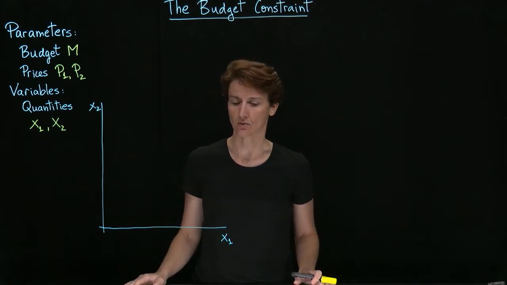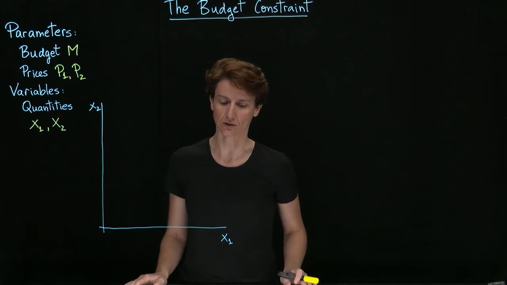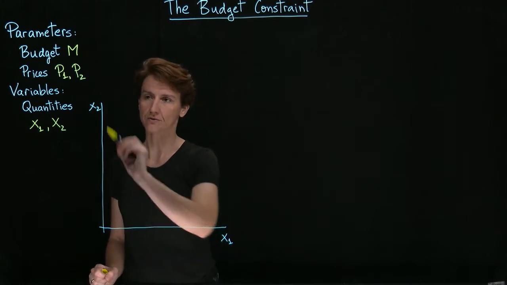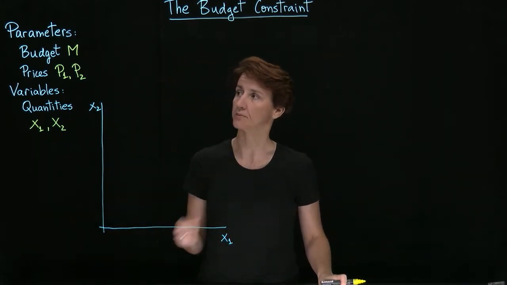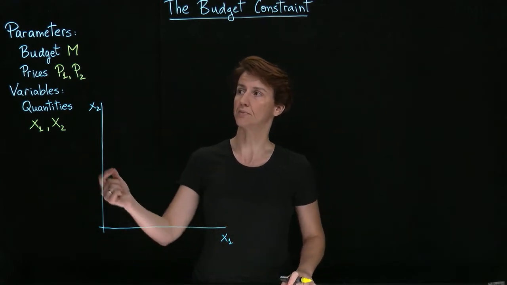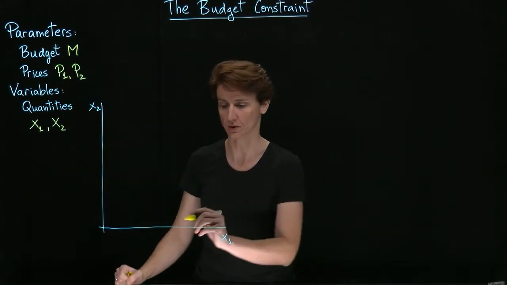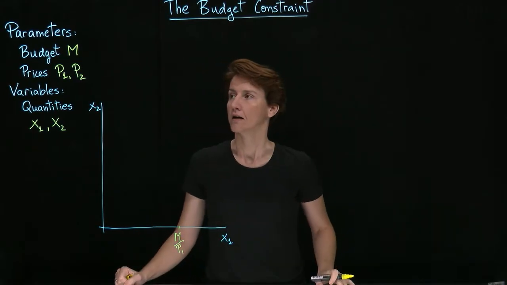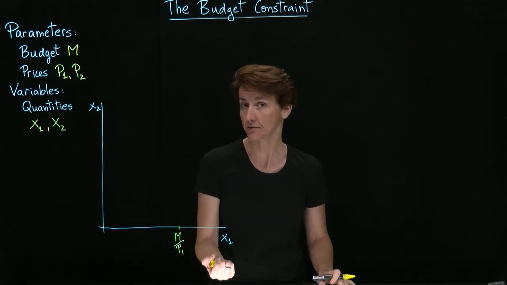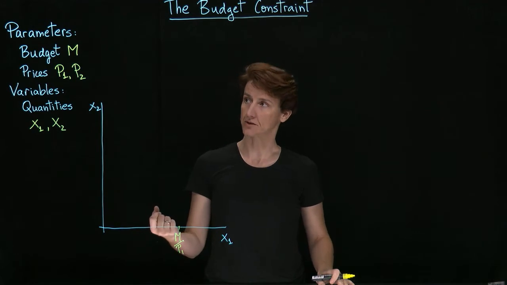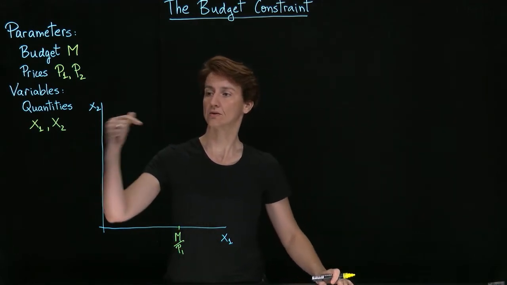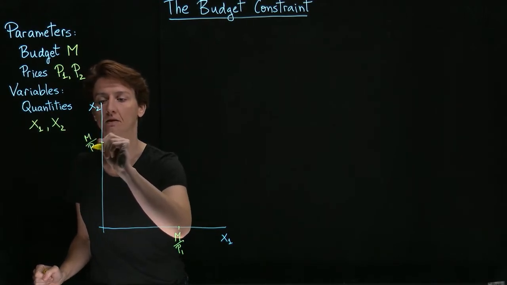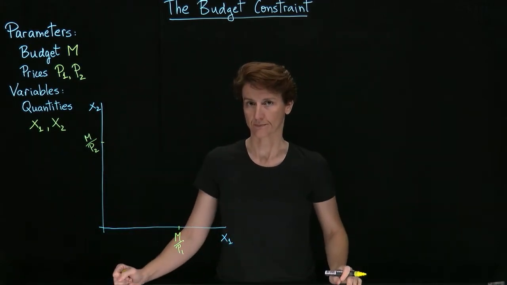And you could already see how if we're trying to find the intersection with the x1 axis, well, this corresponds to a 0 value for x2. And so the amount that can be purchased at most of good 1 will simply be the full budget divided by the price of good 1. If, on the other hand, the consumer doesn't purchase any of good 1, then he can put the full budget towards purchases of good 2. And so the other extreme of the budget constraint will be at m over p2.